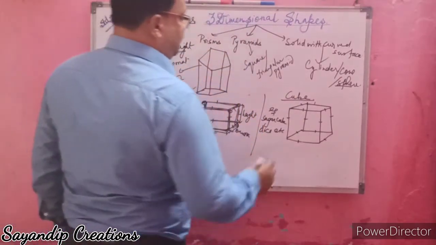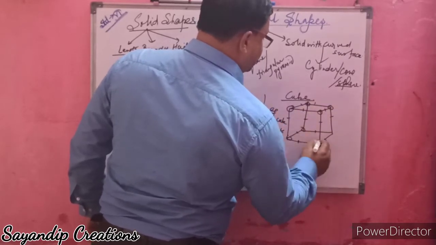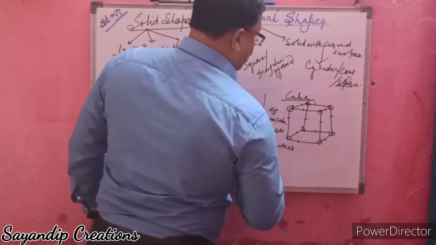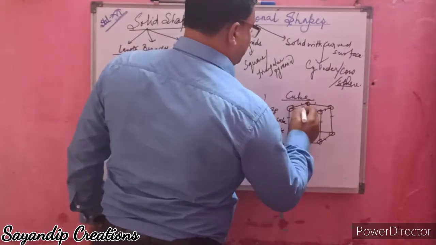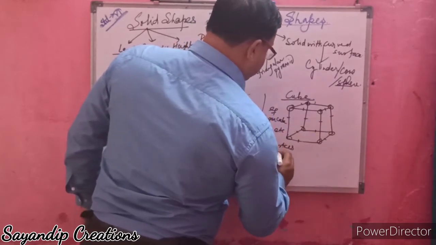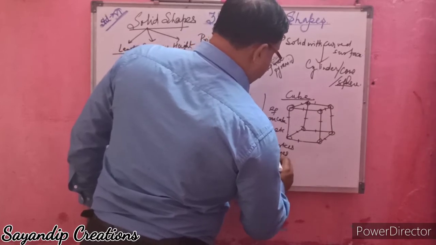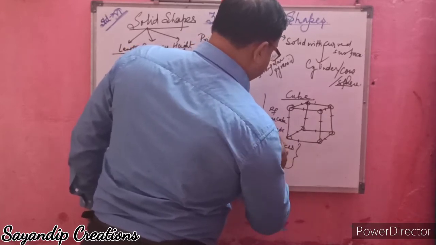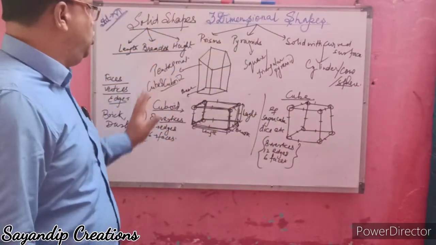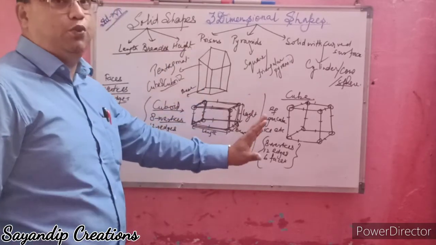So how many vertices? 1, 2, 3, 4, 5, 6, 7, 8. 8 vertices. How many edges? 1, 2, 3, 4, 5, 6, 7, 8, 9, 10, 11, 12. 12 edges. And same as cuboid, it has got 6 faces. So now, these are the two types of prism, 3D prism: cube and cuboid.